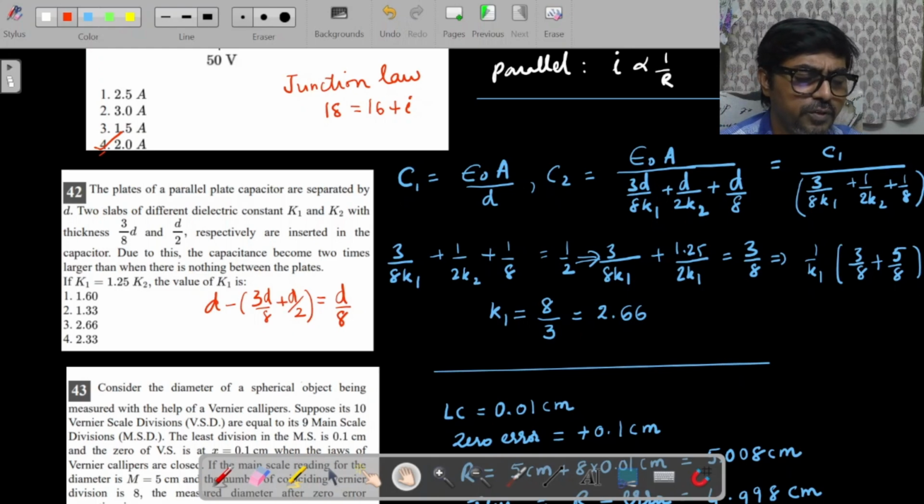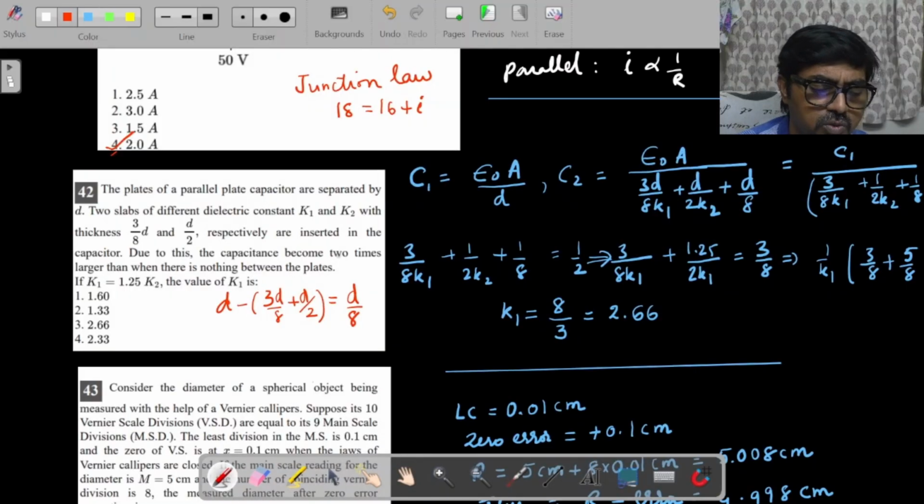Two slabs of different dielectric constants K1 and K2 with thickness 3d by 8 and d by 2 are inserted in the capacitor. Due to this, the capacitance becomes twice. So compared to the initial, now the capacitance has become twice the initial value. Let K1 equal to 1.25 K2, then value of K1 they are asking.